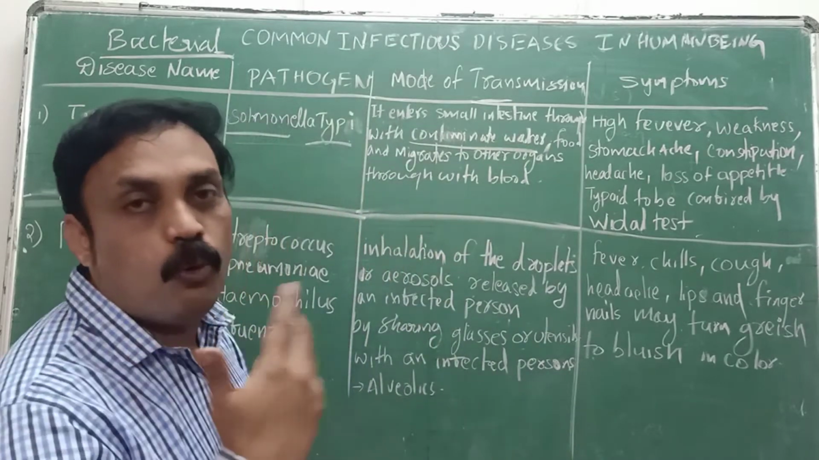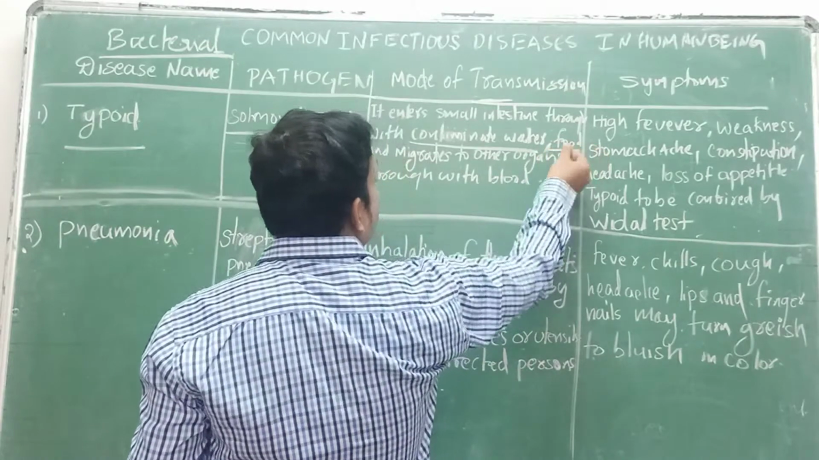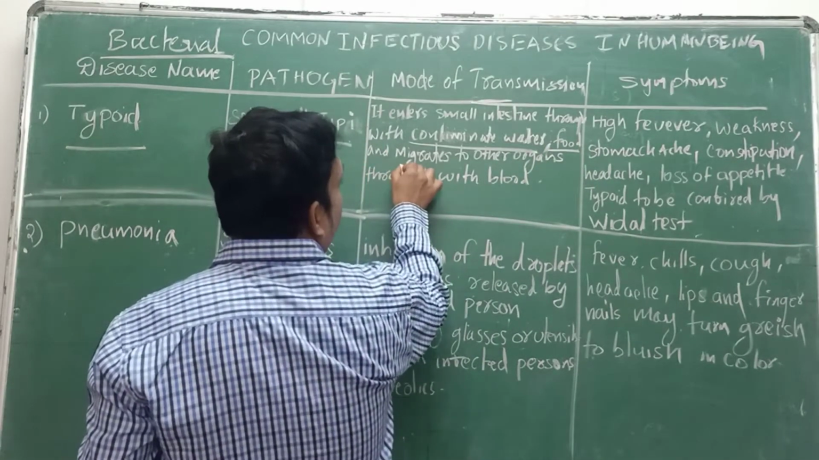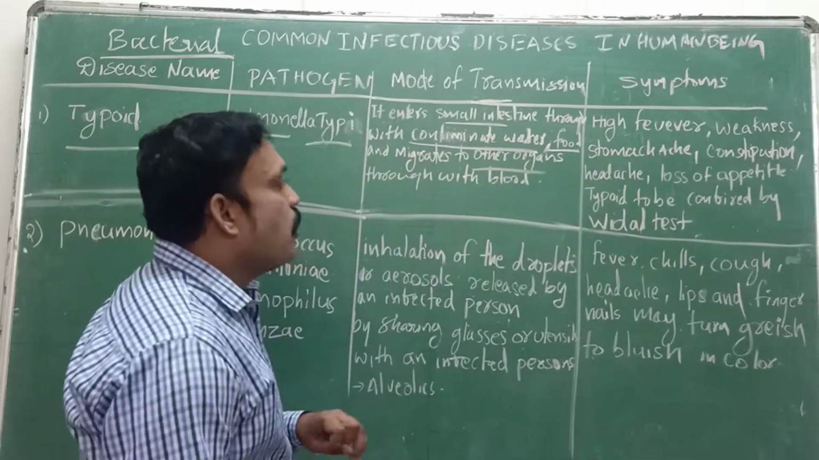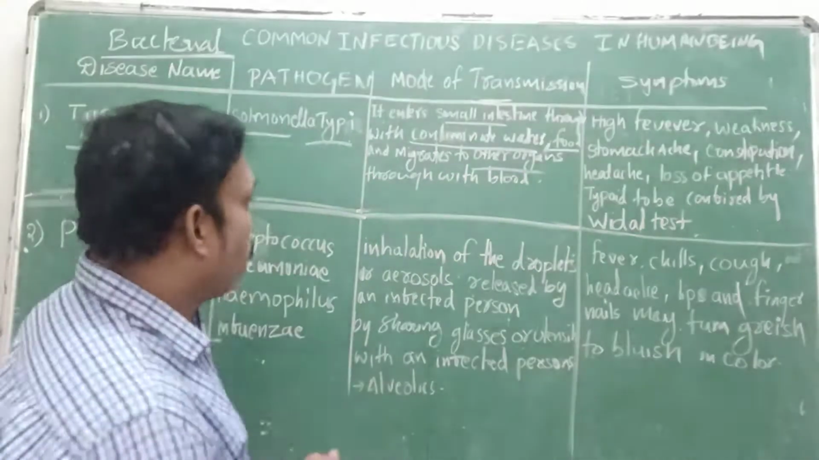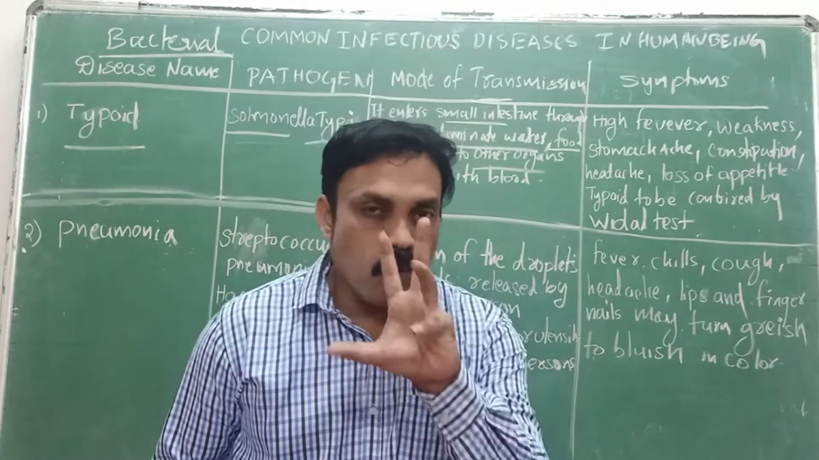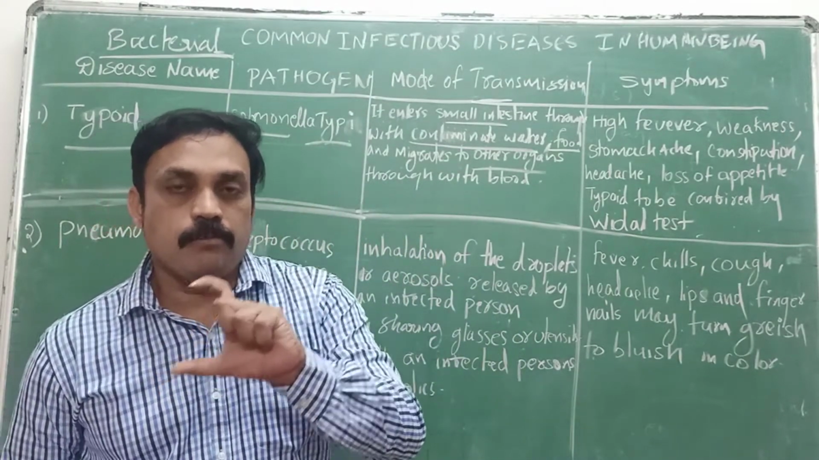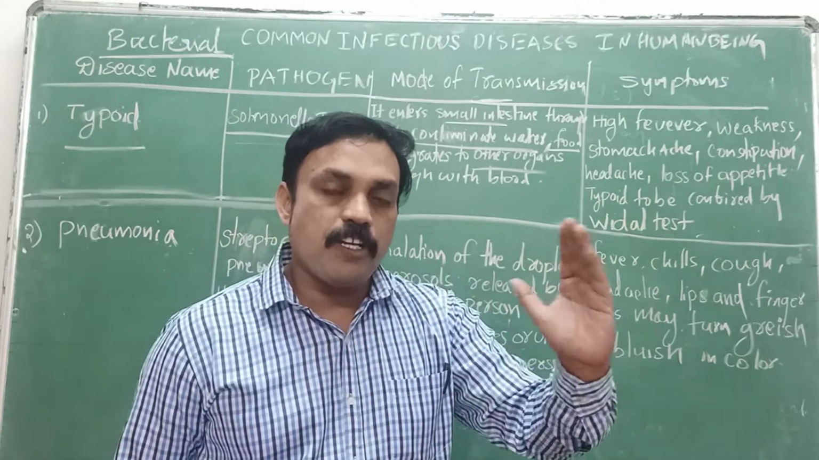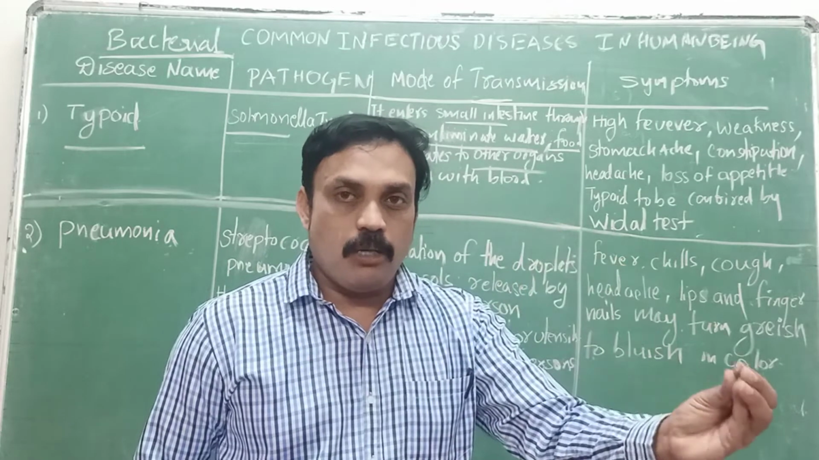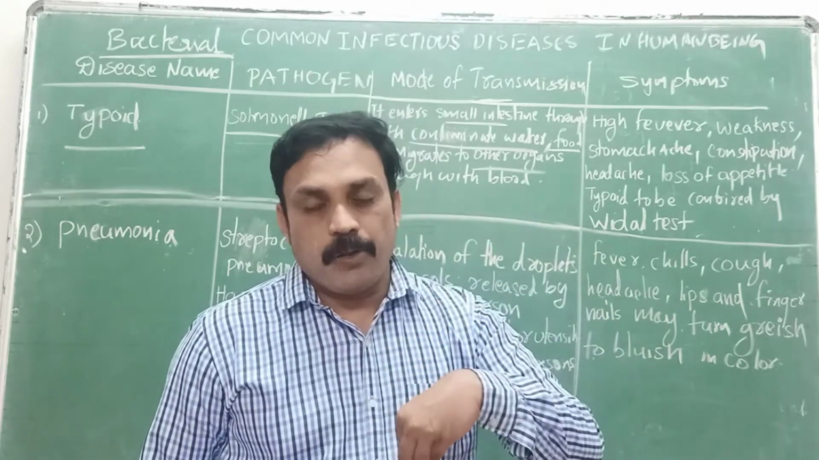How does it enter? Mode of transmission: contaminated water and spoiled food. It migrates from the small intestine to other organs after development, after the incubation period, through the blood. To recap, for typhoid the pathogen is Salmonella typhi, and it enters the body through contaminated water and spoiled food.